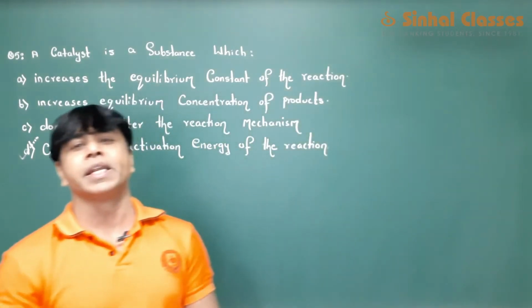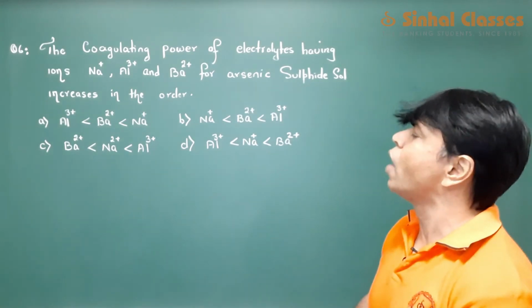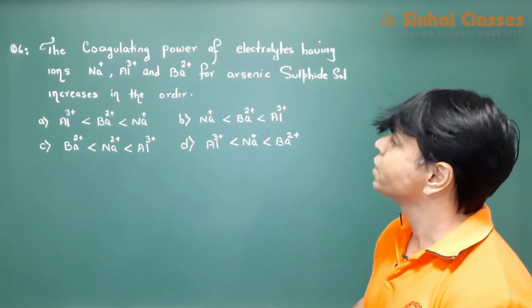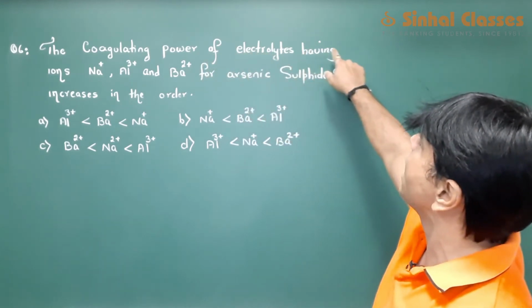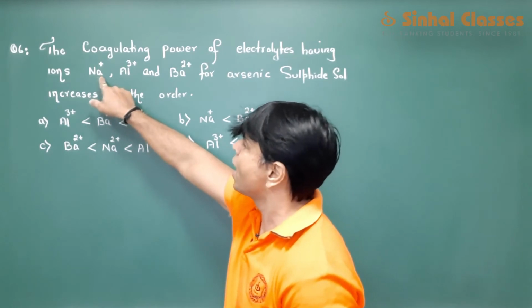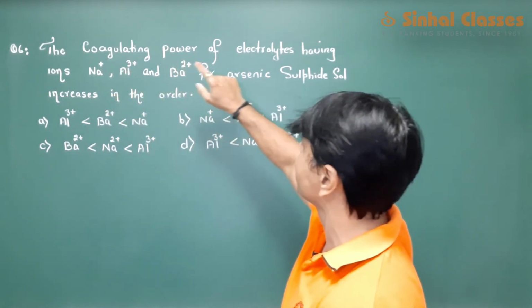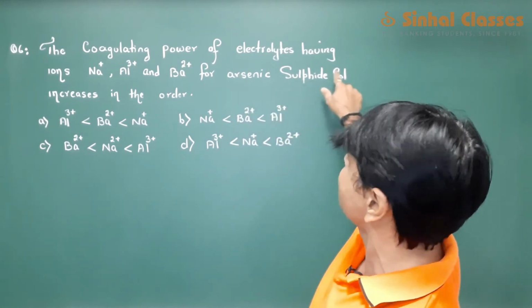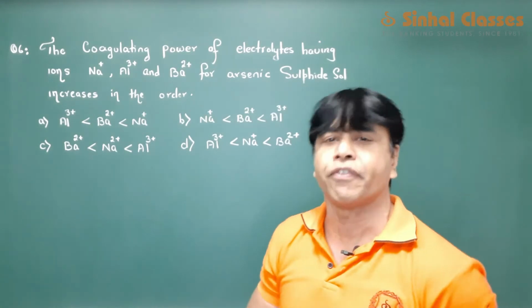Okay, so we go for the next question now. Okay student, have a look at this question now. It says, the coagulating power of electrolytes having ions Na plus, Al3 plus and barium ion for arsenic sulfite salt increases in the order of.